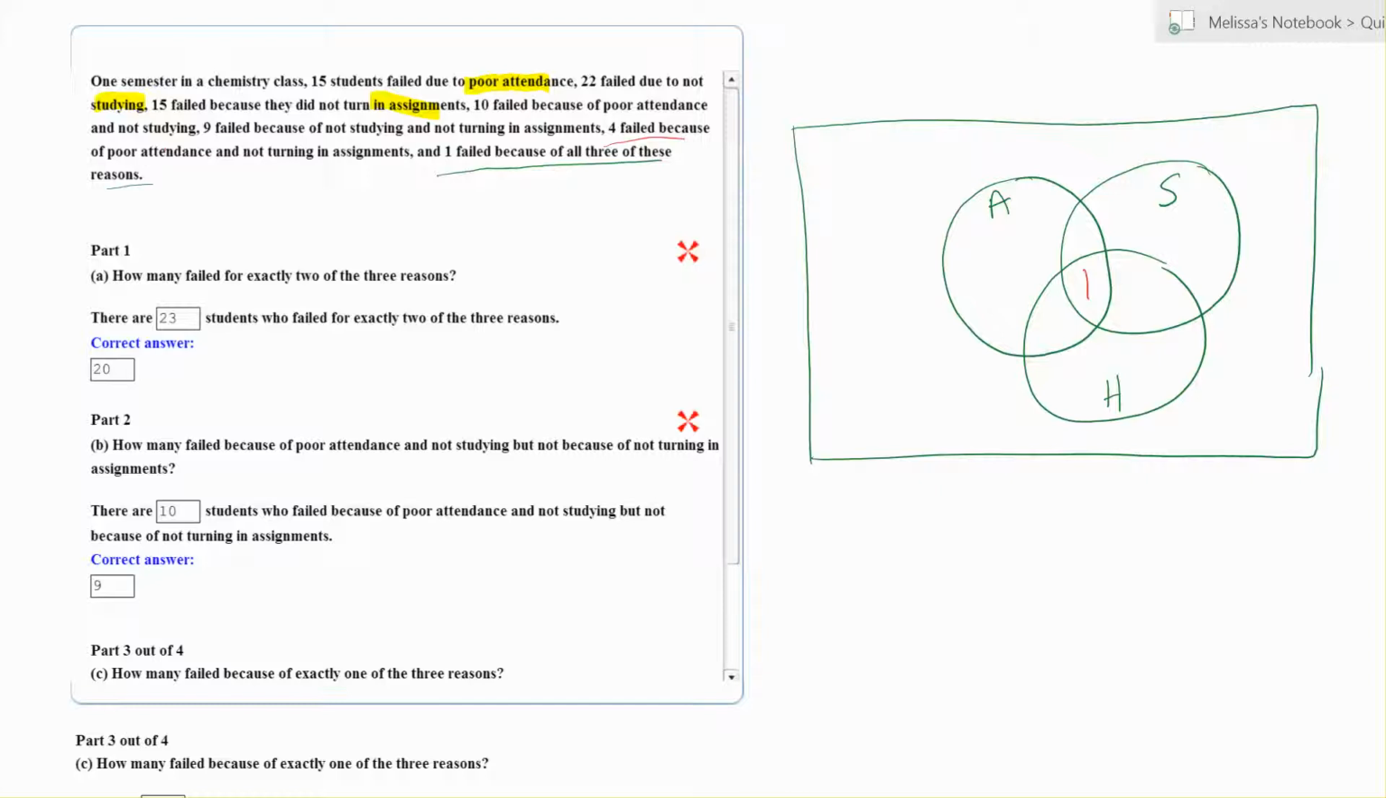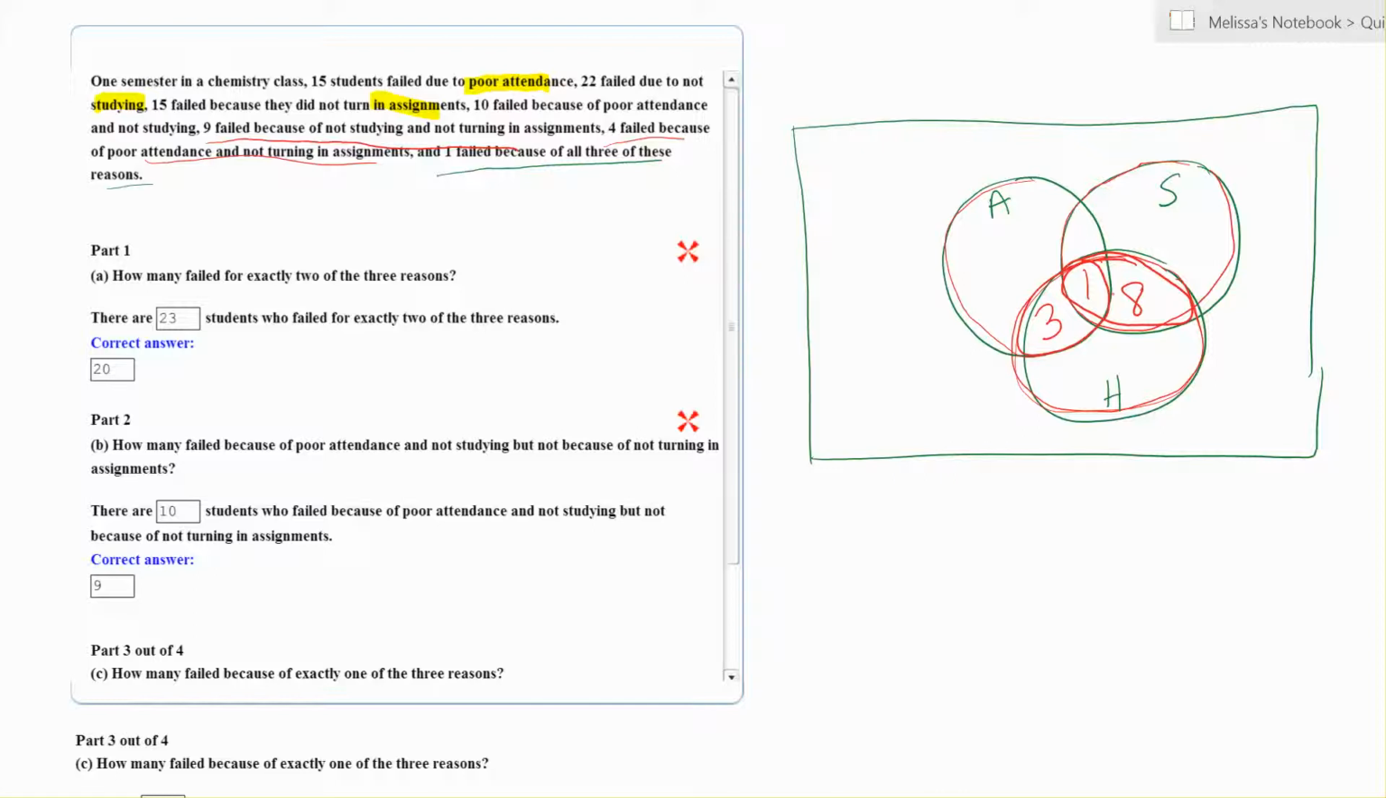4 failed because of poor attendance and not turning in assignments. So my attendance and homework intersect in 2 regions and they must add up to 4. So I'm going to have 3 students that were attendance and homework only. 9 failed because of not studying and not turning in assignments. So the studying circle and the homework circle adds up to 9. So this means that this intersection here is 8 and 1.